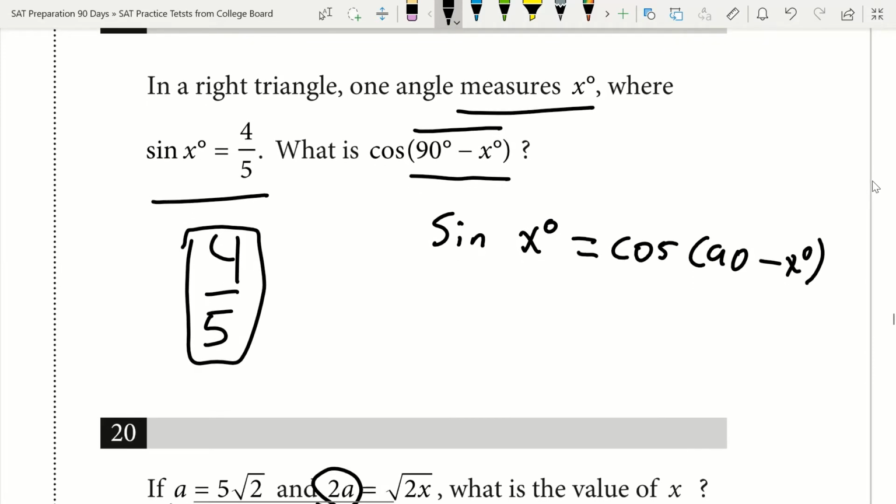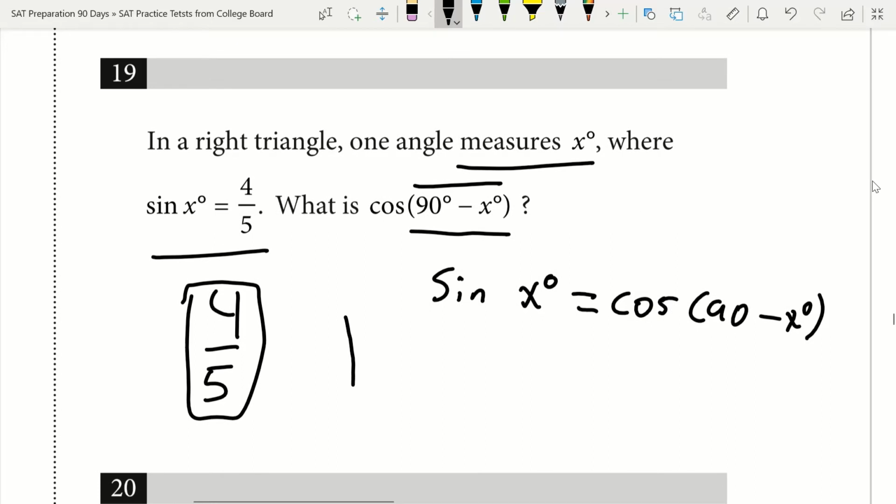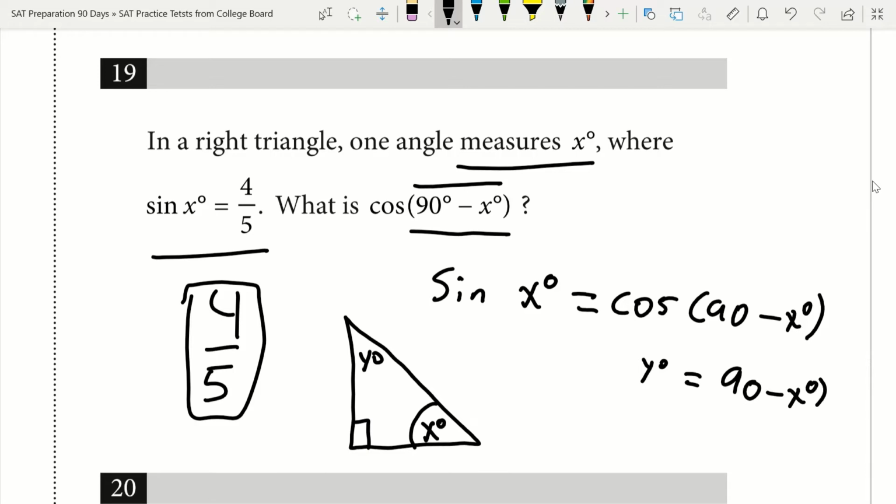If I was to draw a right triangle, so let's go ahead and draw a right triangle. We'll label this angle right here x. Then this angle right here, we'll call that angle y. Since this is a right angle, that angle y has to equal 90 minus the angle x, since angle x plus angle y must equal 90.